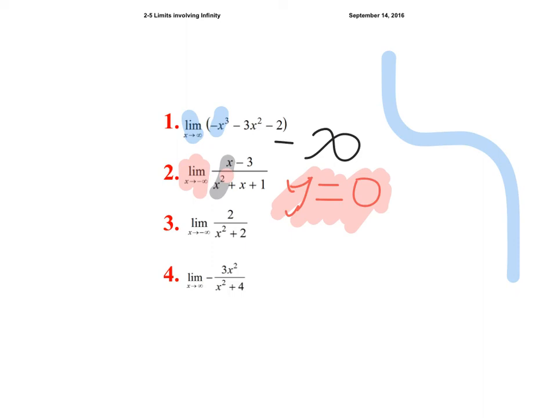For the next one, we approach negative infinity, which is not relevant, since we have a higher degree on the bottom, x².